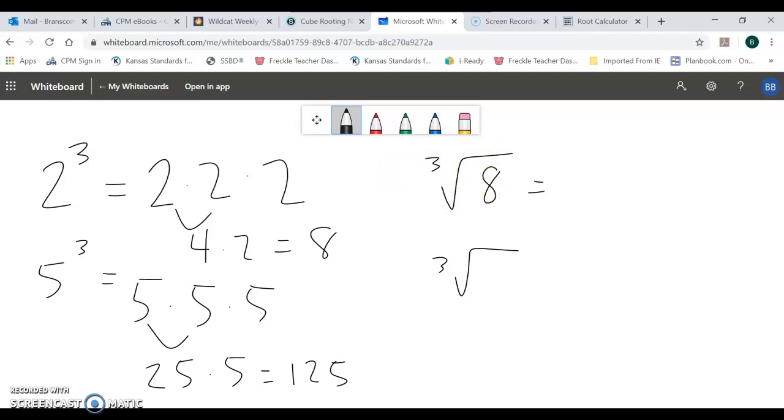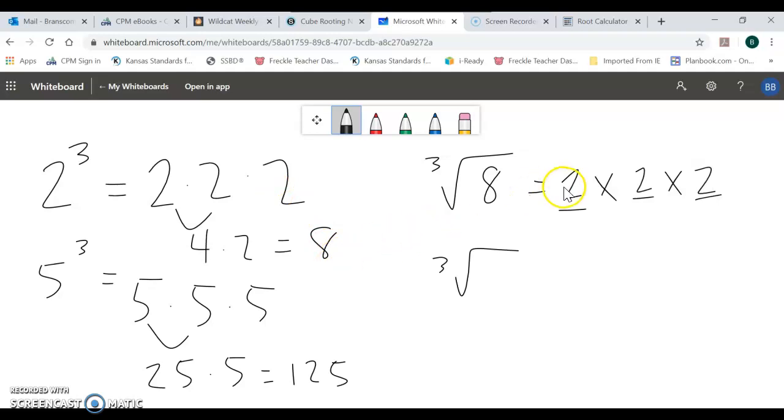So you're looking for a number that's something times something times something that creates 8. So all three of these are the exact same number and they create 8. So some number times itself 3 times to make 8. So what I'm going to have you do is try out some things and see which one works. So if we tried out 1 times 1 times 1, you would get 1. You try out 2 times 2 times 2, you get 8. So that is the one that works for us.